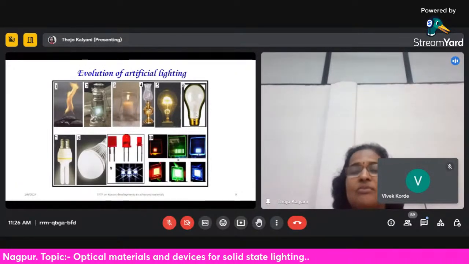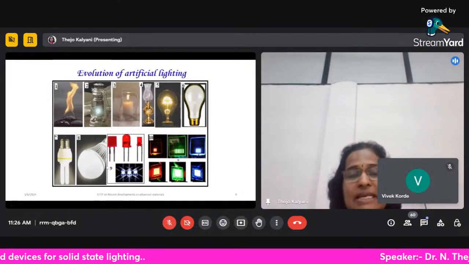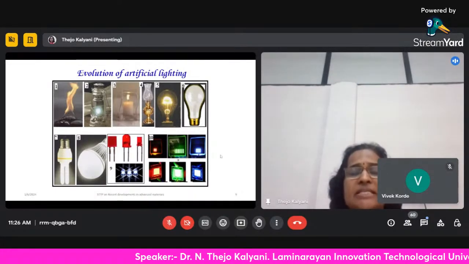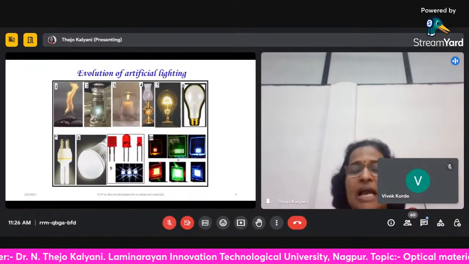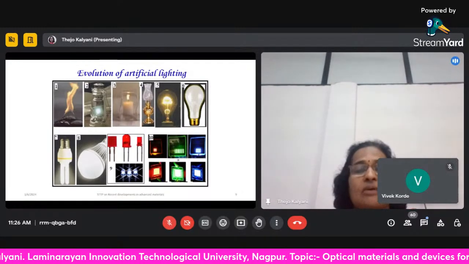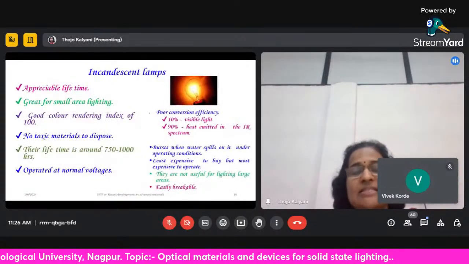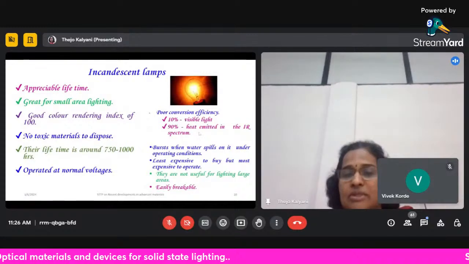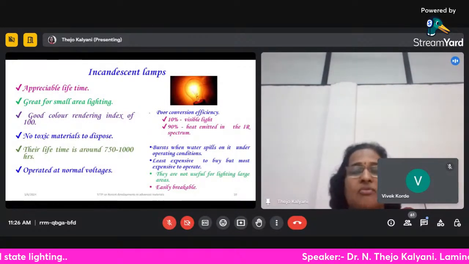And then came the fluorescent bulbs, compact fluorescent bulbs, LEDs and LED bulbs, and now it's an era of organic light emitting diodes. First, let us try to understand each and every one of these in the evolution and see how they lead to certain advantages and certain disadvantages, and then we'll see how LEDs and OLEDs are replacing them in the first place.